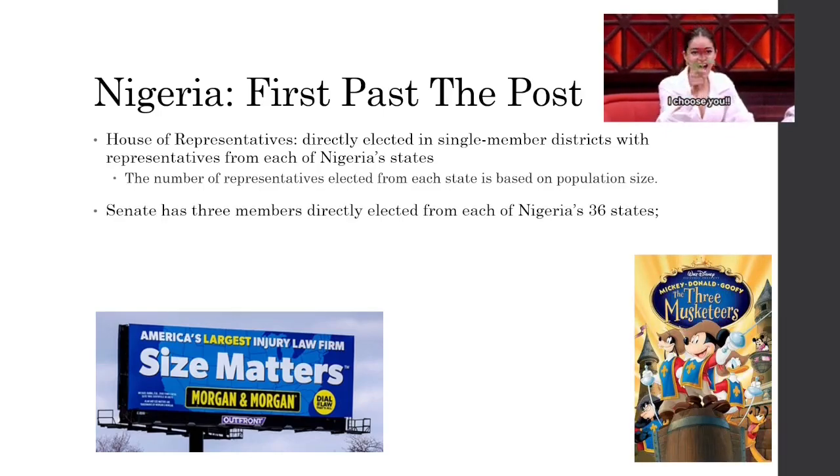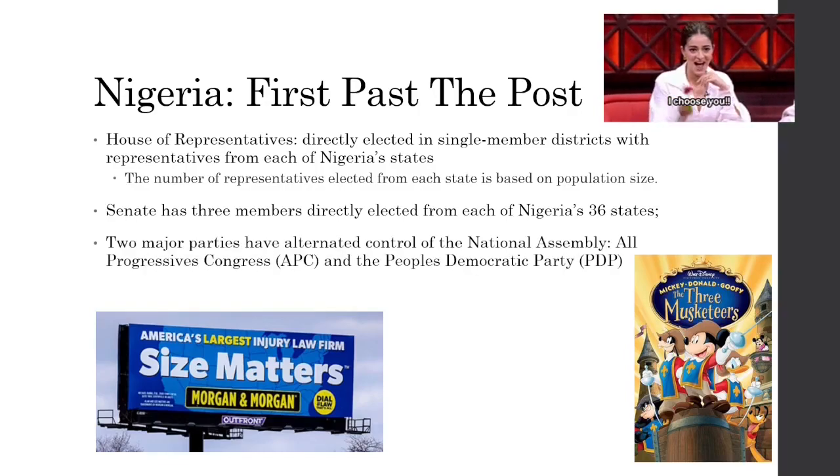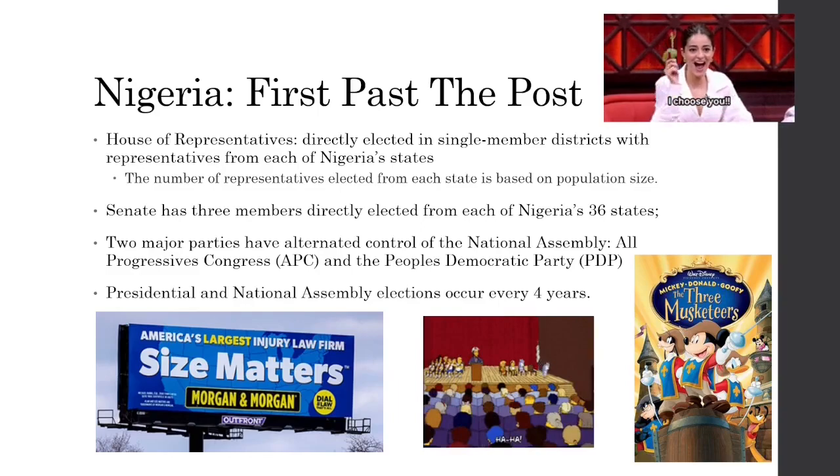The Senate has 3 members that are directly elected from each of Nigeria's 36 states. So it's kind of similar to the United States, where 2 members are directly elected from the 50 states. 2 major parties have alternated control of the National Assembly in recent years, and these are the APC and the PDP, the All Progressives Congress and the People's Democratic Party. And then the presidential and National Assembly elections occur every 4 years. So that makes it easy for you. Both the legislative and executive branch are elected every 4 years.